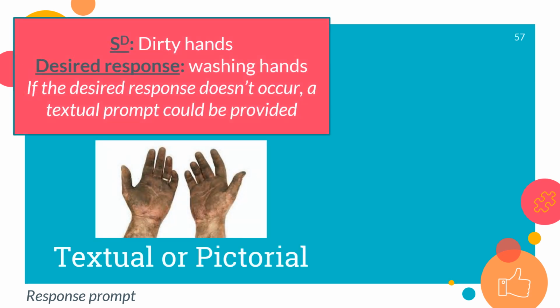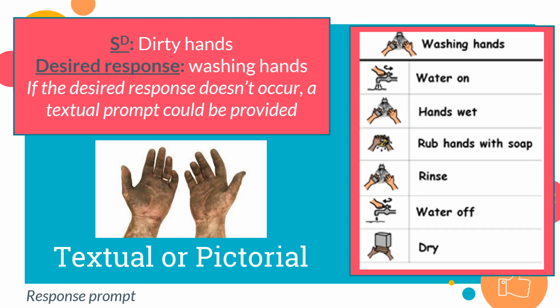Another example of a response prompt would be textual or pictorial prompts. If the student can't read, textual prompts would not be suitable, as reading is a prerequisite for textual prompts. An example of textual and pictorial prompts could be a task analysis. For example, if a child had dirty hands, which is the SD, a visual task analysis could be provided to prompt through the behavior chain of washing hands. As you can see here, this visual task analysis prompts each of the responses within that behavior chain.